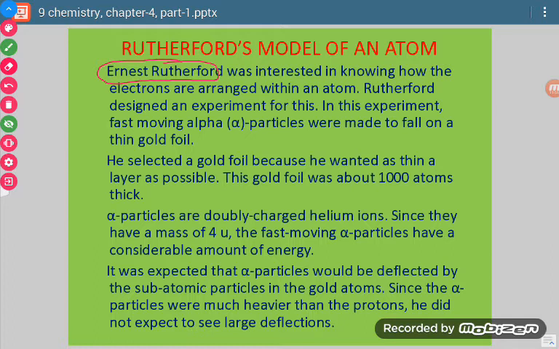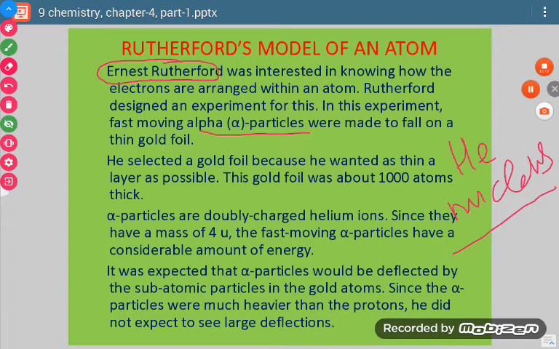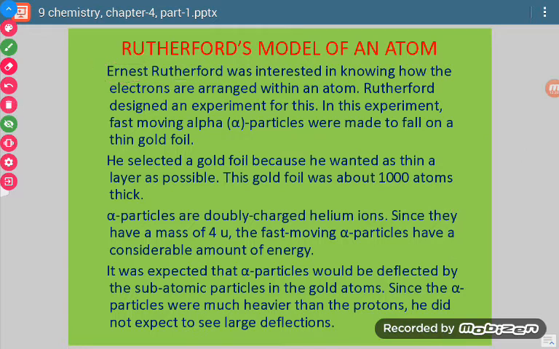In that experiment, he took fast moving alpha particles. Now what is an alpha particle? An alpha particle is a helium nucleus, which means there is presence of plus 2 charge. Now he took a gold foil, which was very thin. It was about 1000 atoms thick.